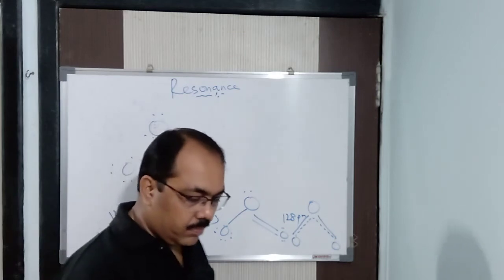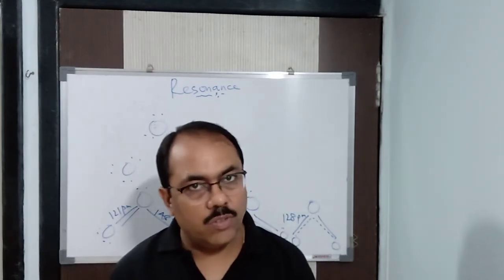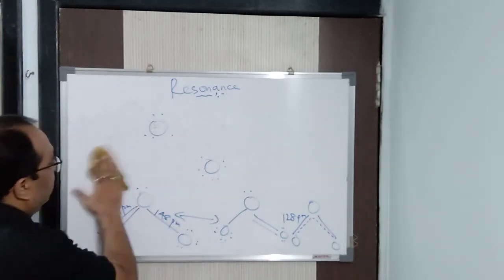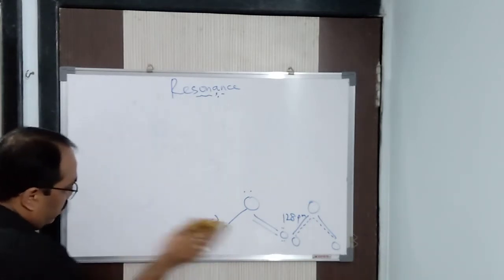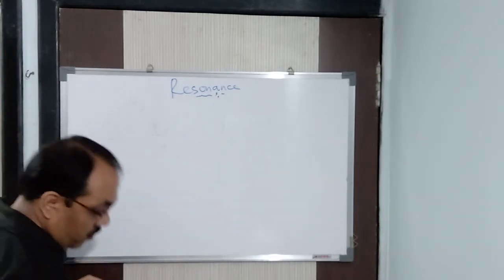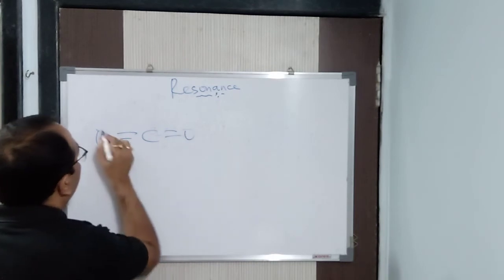The same thing we can say in the case of the carbon dioxide molecule. I hope you understood this. Now, in the case of carbon dioxide, what is the structure of the molecule? This is the structure: O double bond C double bond O.